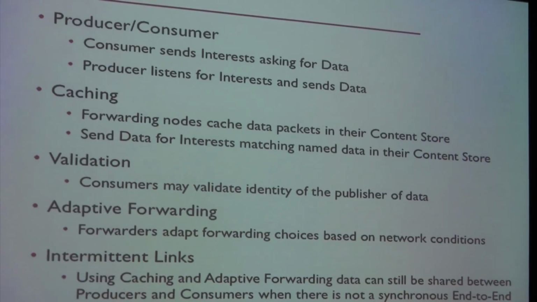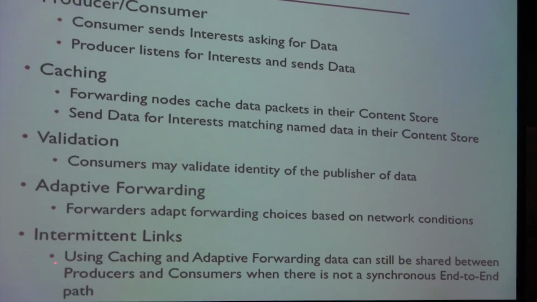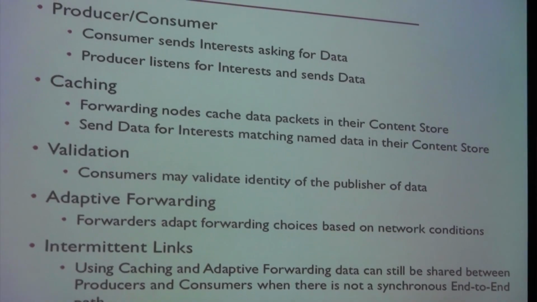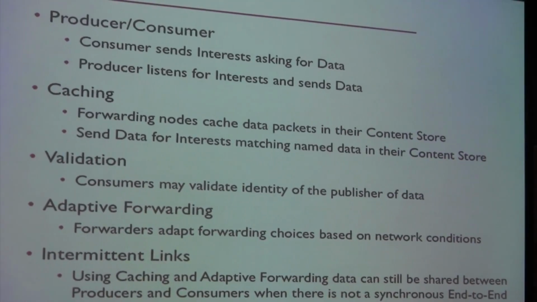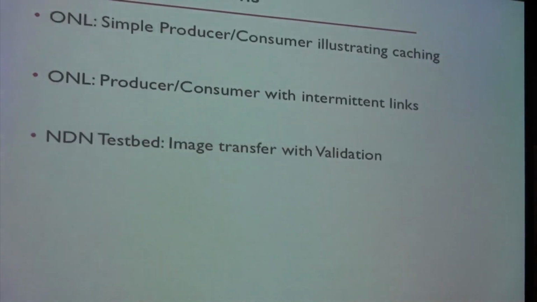And if we get to see NDN map in operation on the test bed, we will probably see adaptive forwarding reflected on NDN map. And then intermittent links, one of the demonstrations is going to show how NDN can still transfer data even without a full synchronous path from end to end. So using caching and adaptive forwarding, data can still be shared between producers and consumers even when there is not a synchronous end-to-end path. And we'll see that.